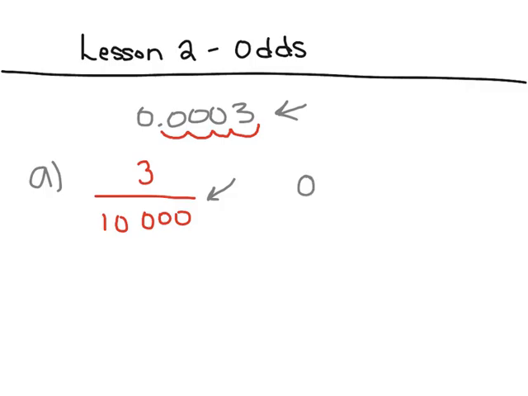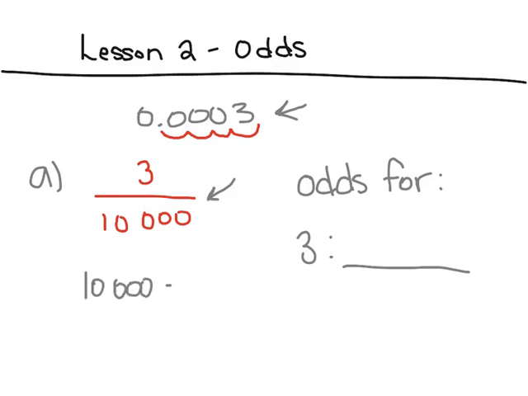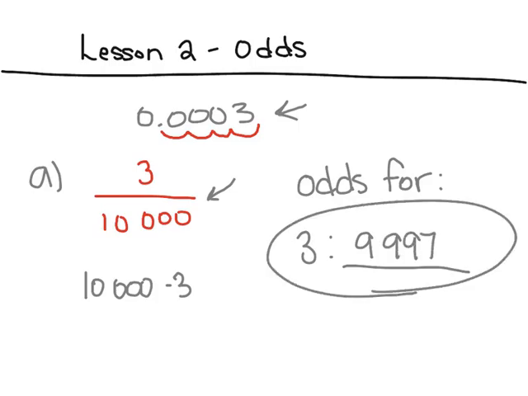So the odds for it happening, there's 3 chances for it to happen, and we need to figure out how many chances it doesn't happen. So to do that, we take our total and we subtract 3. So it's 9,997. So those are the odds for the tire being defective.